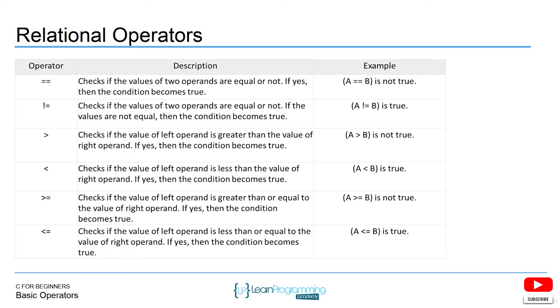Exclamation point equals is checking if the values of two operands are equal or not. Right? So A is not equal to B is how you want to read that. If A is true and B is true, then that's going to return false because they're equal. So A would have to be false or B would have to be true, or vice versa, and that would return true. The greater than symbol is checking whether or not A is greater than B. Less than symbol, A is less than B. Greater than equals, A is greater than or equal, and less than equals.